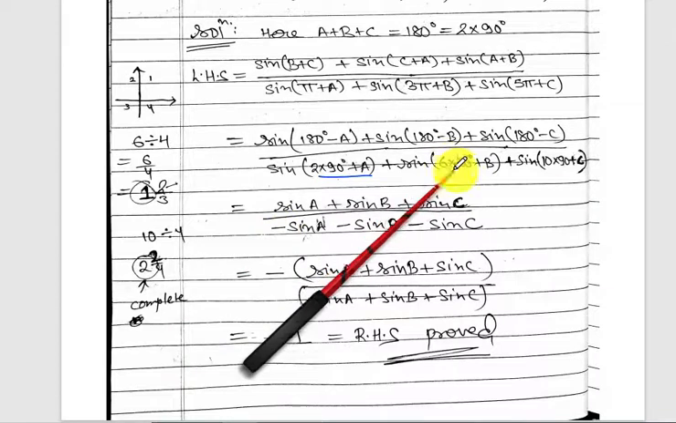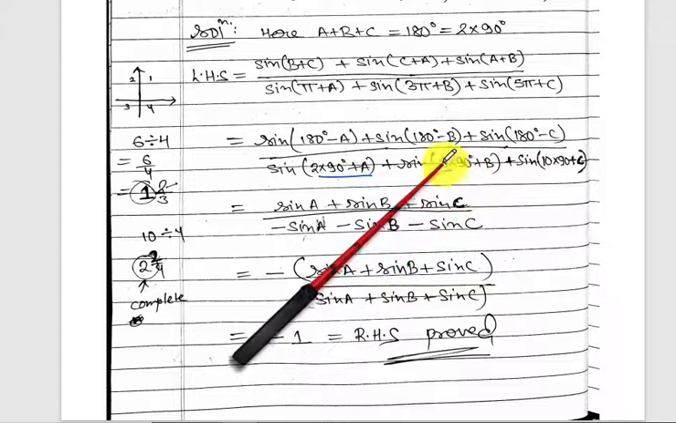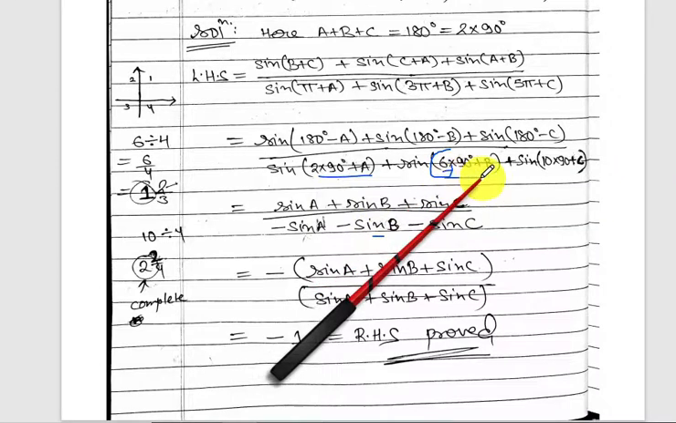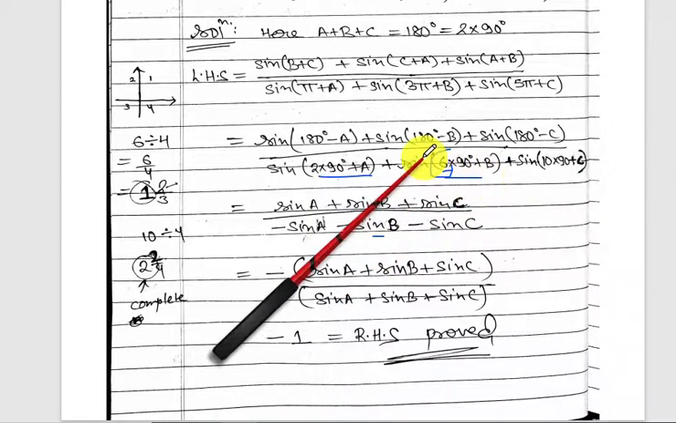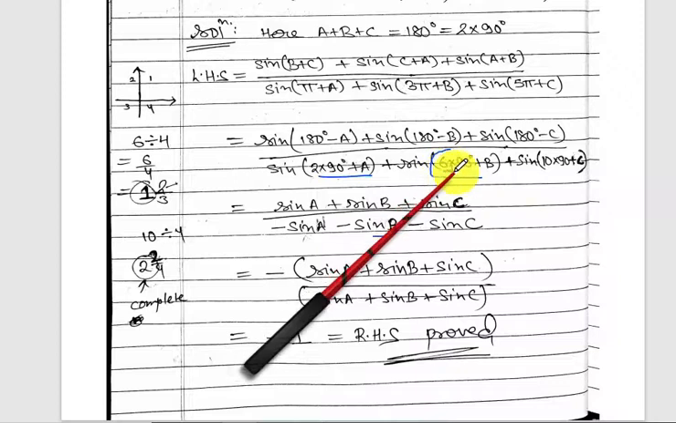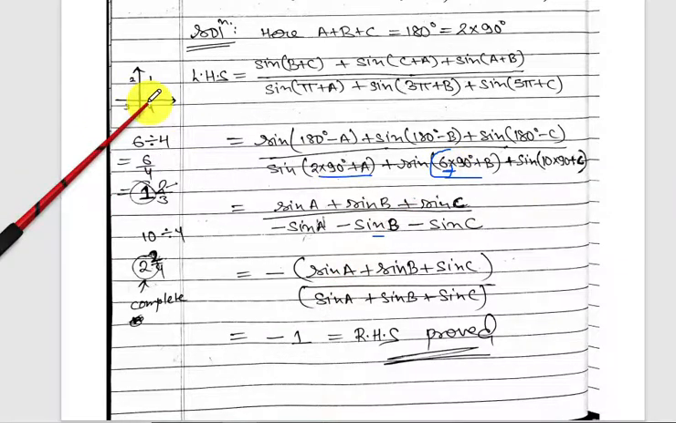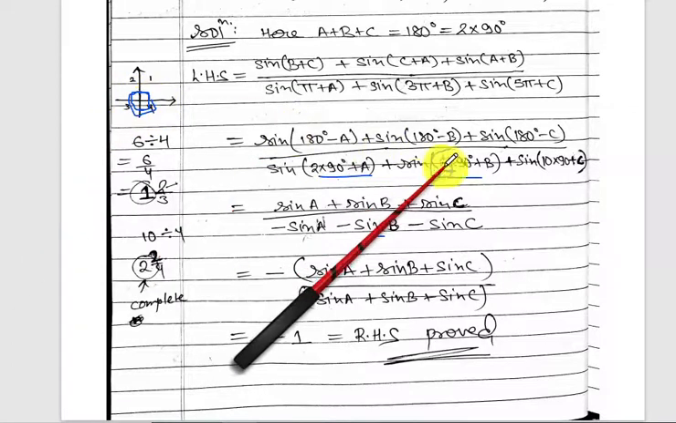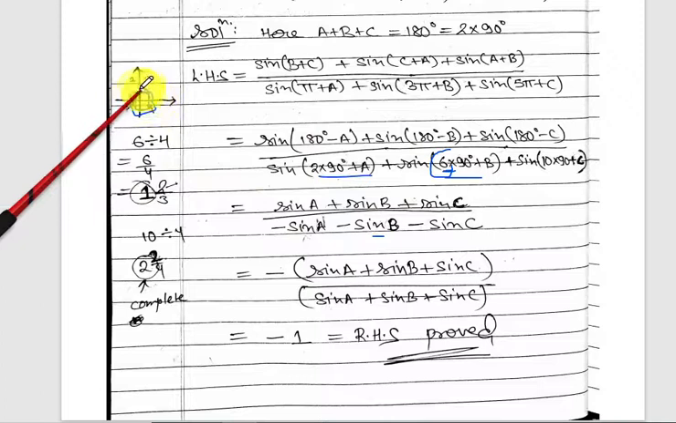Here we are getting 6 into 90 plus B. 6 is even, so sine is there, but the whole angle lies in which quadrant we don't know. So here you can see 90, 180, then 270, then 360. So 1 into 90, then 2 into 90, then 3 into 90, then 4 into 90. But here it is 6 into 90, that means 5 into 90, then 6 into 90, and then it has entered the third quadrant.